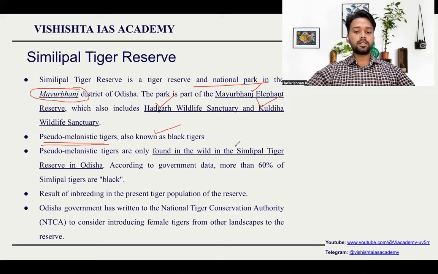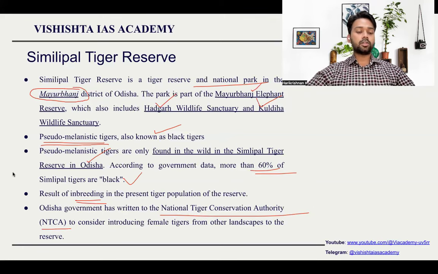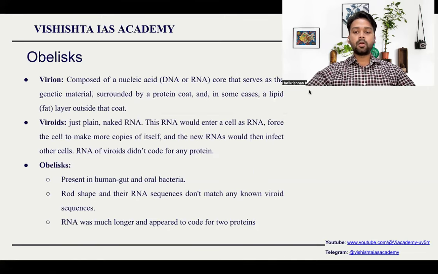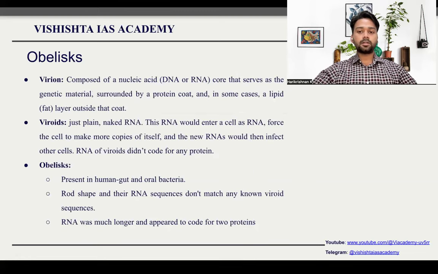Pseudo-melanistic tigers are only found in the wild in Simlipal Tiger Reserve in Odisha. According to the government data, more than 60% of Simlipal tigers are black, as a result of inbreeding in the present tiger population. That is the reason. So the Odisha government has written to the National Tiger Conservation Authority, NTCA, which is the authority to take care of the tigers of the country, to consider introducing female tigers from other landscapes so that breeding will happen with a genetically diverse population.